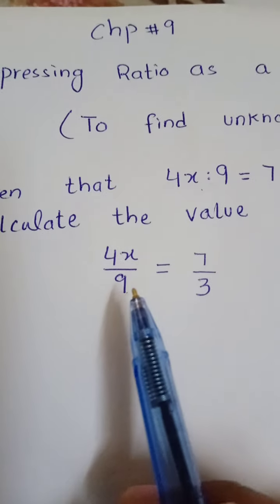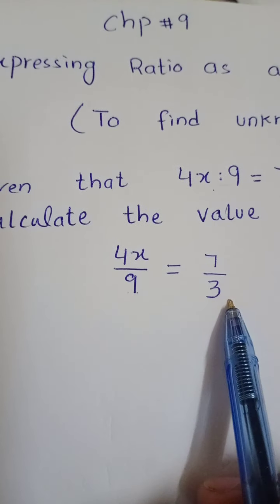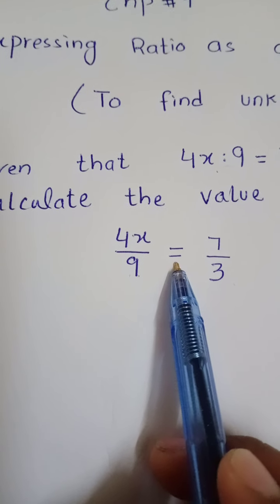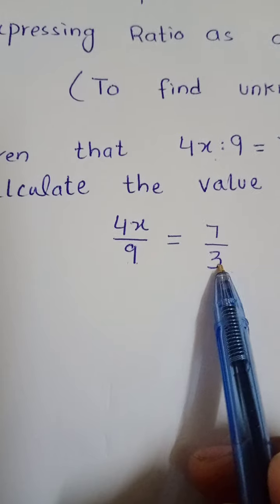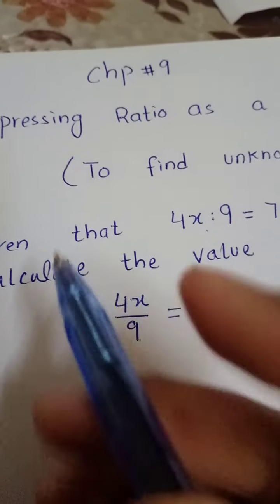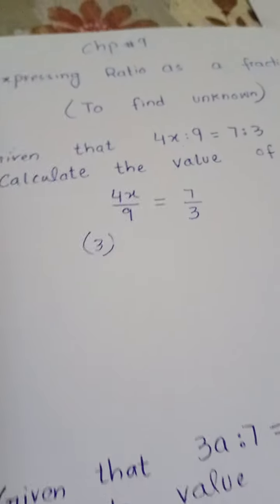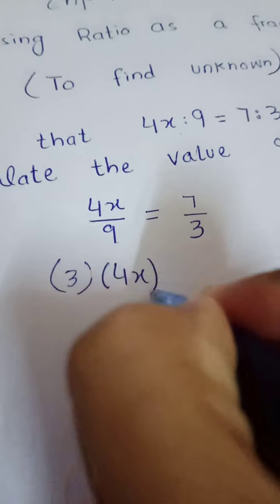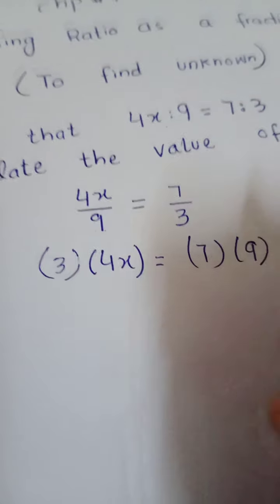So now you have studied in algebra that whenever we have fractions and between the fractions you have sign of equality, what we do is cross multiplication. So by cross multiplication, 3 will multiply with 4x and 7 will multiply with 9.